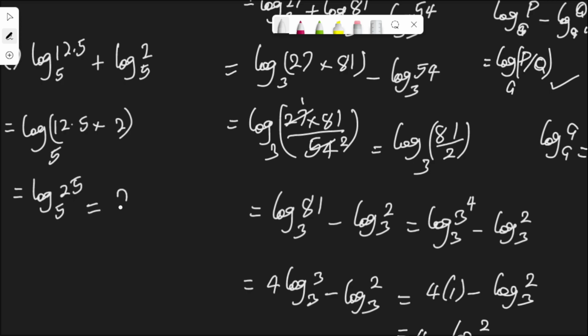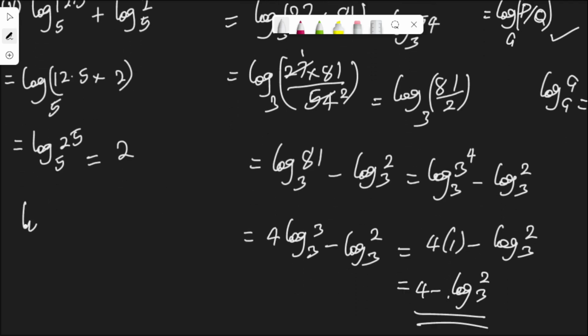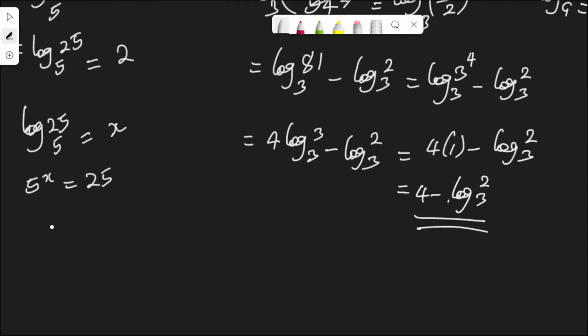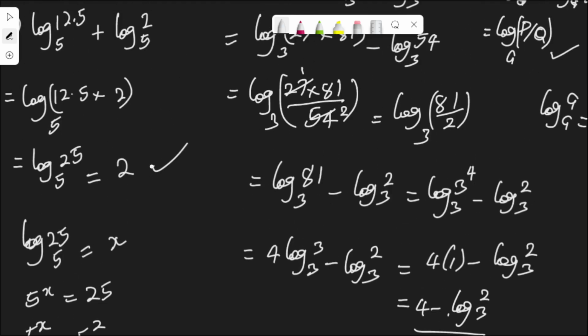Log 25 to base 5 is 2. How? Let's assume log 25 to base 5 is equal to s. Remember, we can express this in index form such that 5 to the power of s is equal to 25. And 25 can be expressed in index form as 5 squared. The bases are the same, so we can equate the powers: s equals 2, which means log 25 to base 5 is 2. That is it for question number 2.